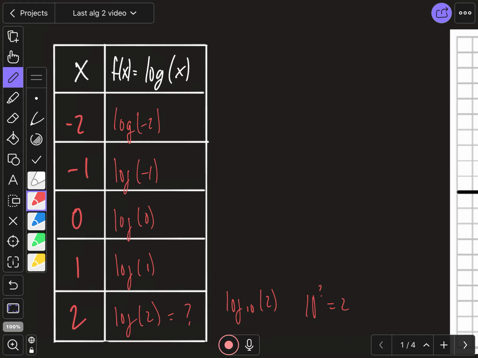If I say, what's log base 10 of 1? 10 to the what power is 1? Oh, well, I actually do know that. 10 to the 0 power is 1, so that's equal to 0.